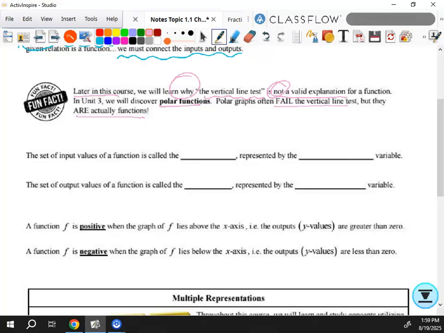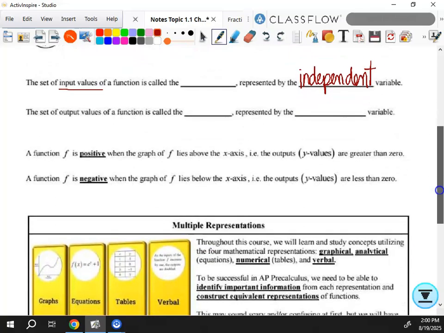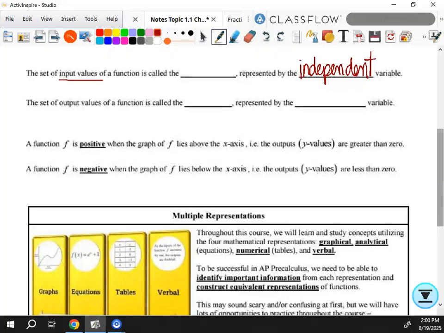Next part here. The set of input values of a function is called the blank and represented by the blank variable. Well, my input values, are my input values independent or dependent? Independent. So that's what goes in this second blank. Independent. So the first blank is what that set of values is called.